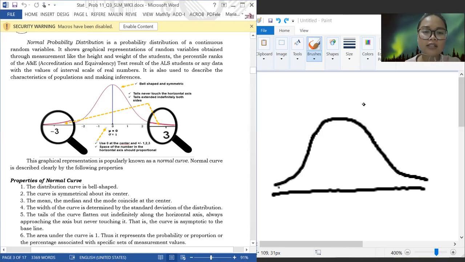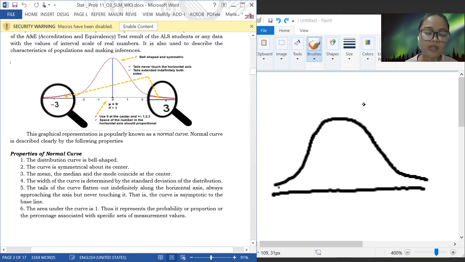So some of the characteristics of a normal curve include these. First, the distribution curve is bell-shaped. It is not drawn perfectly, but supposedly it is a perfect bell shape.